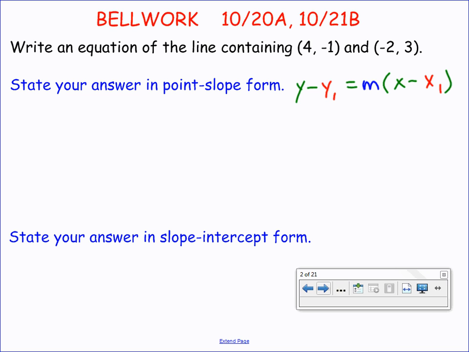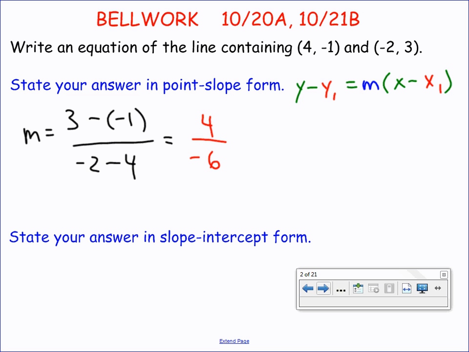All right, so let's go ahead and calculate our slope m. We'll use our 2 points and do y sub 2 minus y sub 1. Keep in mind that subtracting a negative is the same as adding a positive. All over x sub 2 minus x sub 1. It looks like we get 3 minus the negative 1, which is 3 plus a positive 1, is 4. Negative 2 minus 4 is negative 6. And reducing my 4 over negative 6 gives me a negative 2/3.